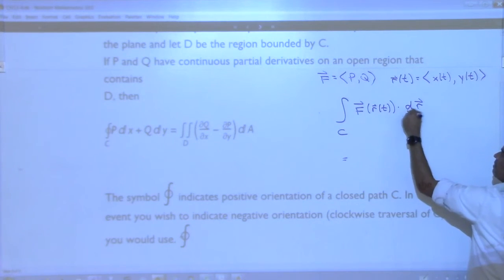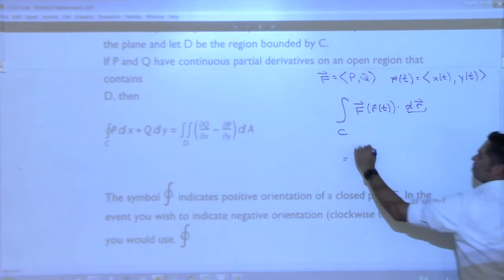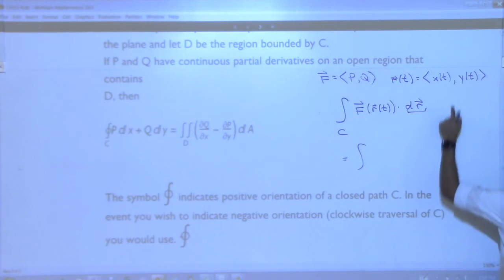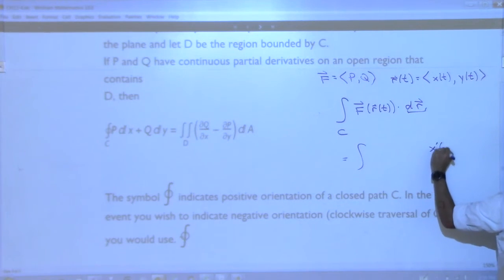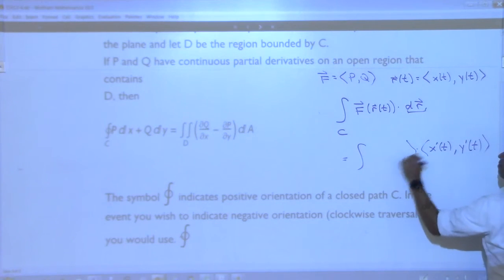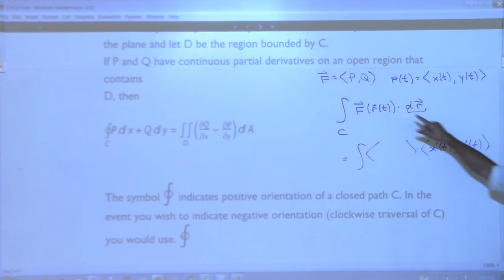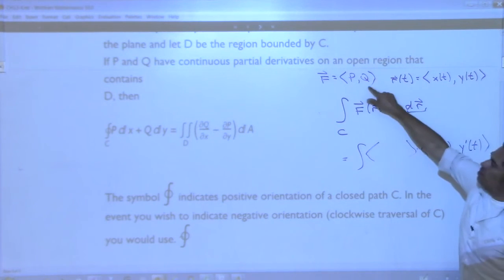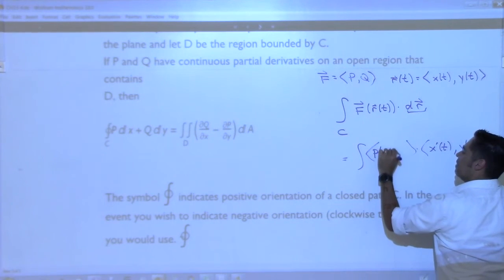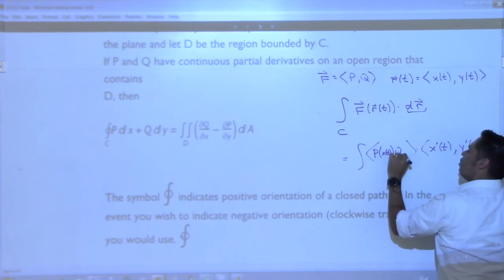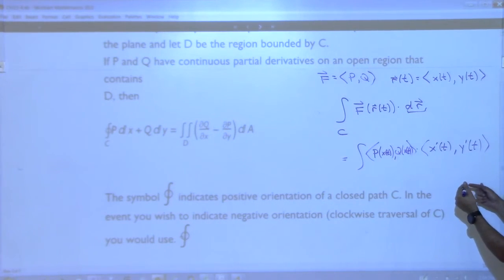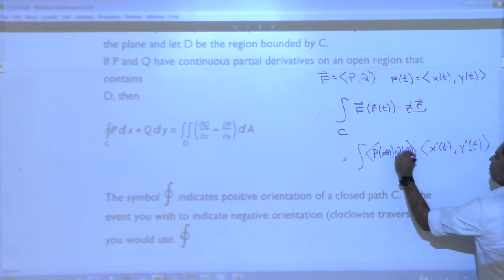What is this? Tell me that first. x prime t and y prime t. You're basically taking the derivative of that, right? And that's in a vector, and you're dotting that with P with x of t plugged in, and Q with y of t plugged in. I know that's getting messy, but then you dot them.